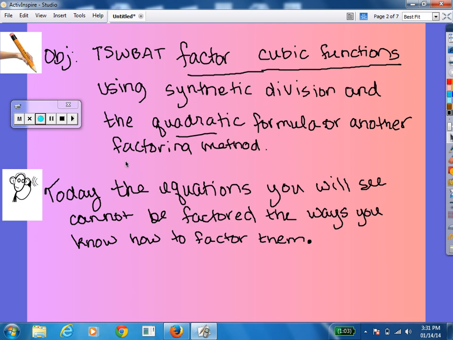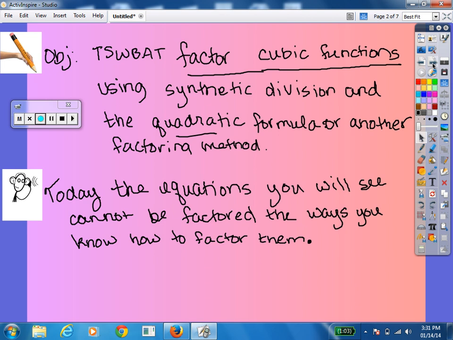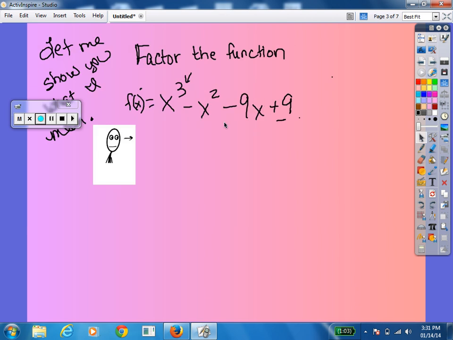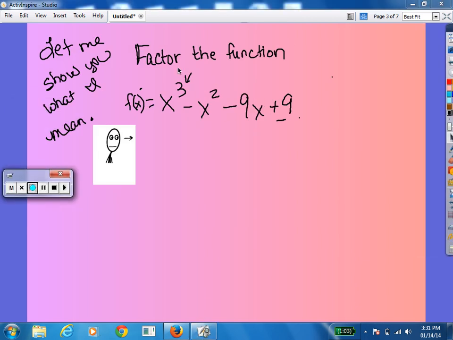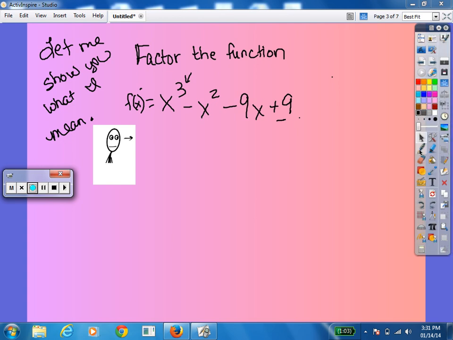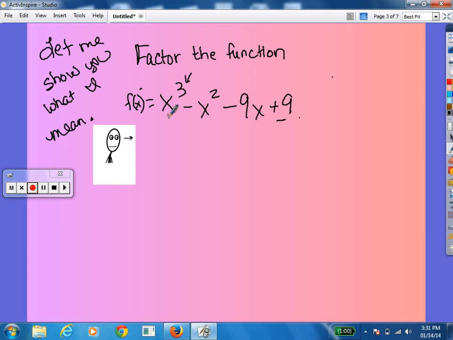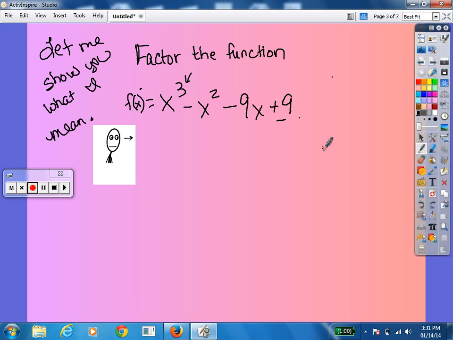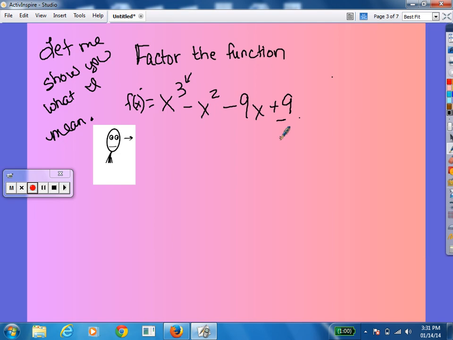Okay, so today the equations you will see pretty much can't be factored the way you know how to factor them, so we've got to go with some other method for this. Let me show you what I mean. You can watch and you can practice. Alright, so let's say I ask you to factor this. Most of the time you won't be able to factor. I know that you guys can factor this one, but let's pretend that it can't be factored, because most of the time it can't. So we've got to know what to do every single time.